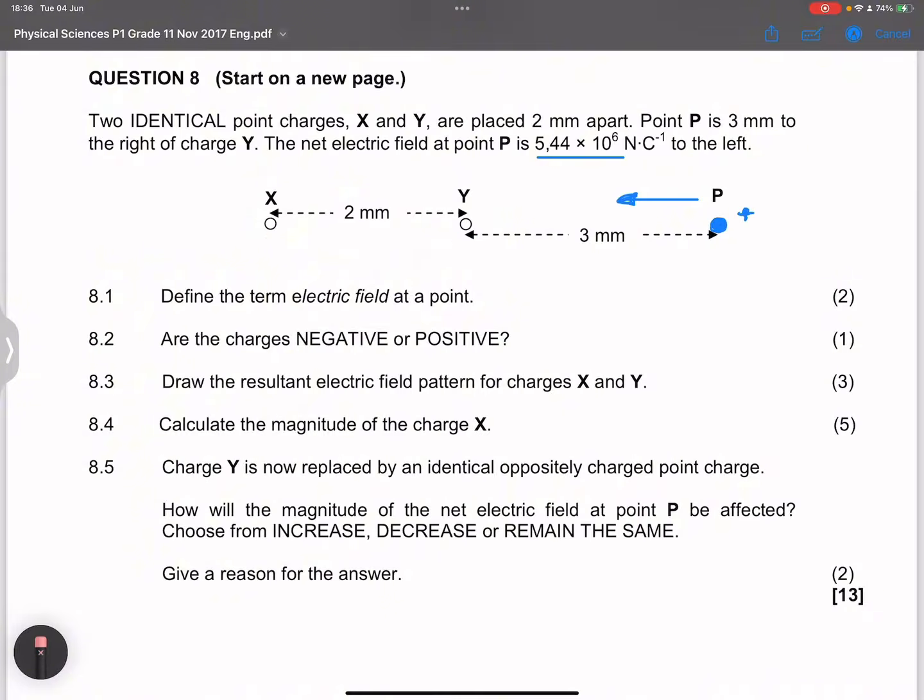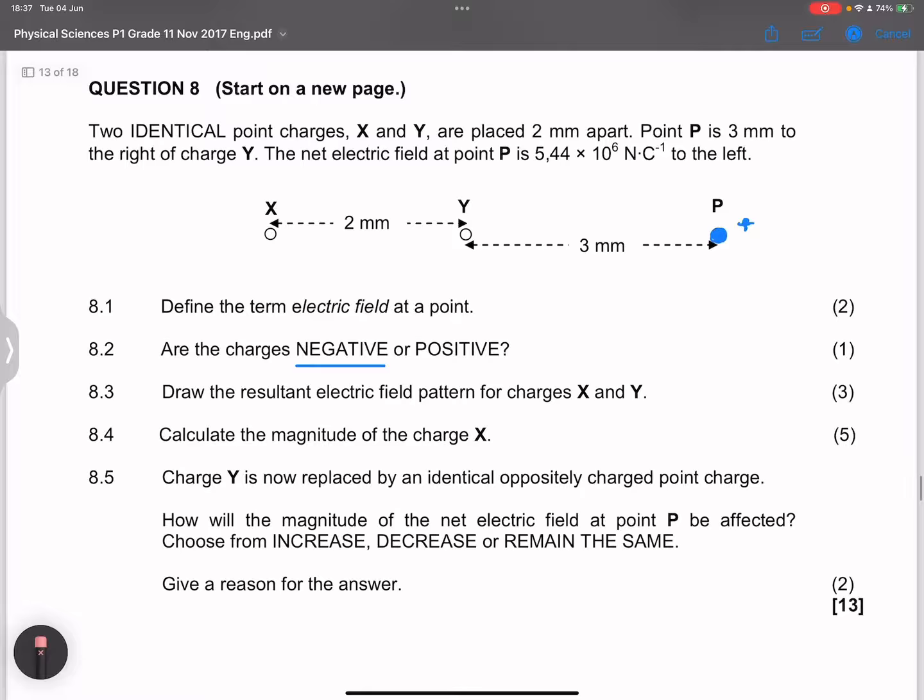Right, so now they say to us, define the electric field at a point. Remember that electric field, by definition, is the point where electrostatic force is felt per unit charge, or you can say the area where electrostatic force is felt per unit charge. Now they're asking, are the charges negative or positive? We've just stated this, right? We said they should be negative, and the reason for that is that they need to be able to attract that positive test charge.